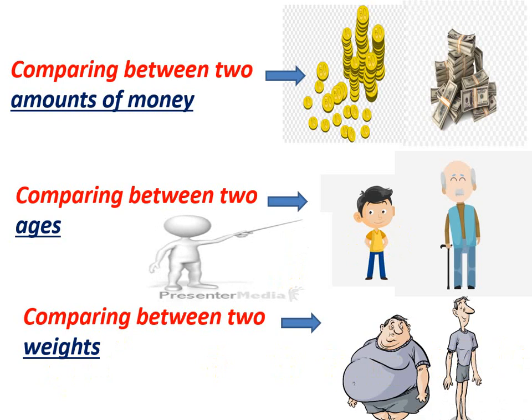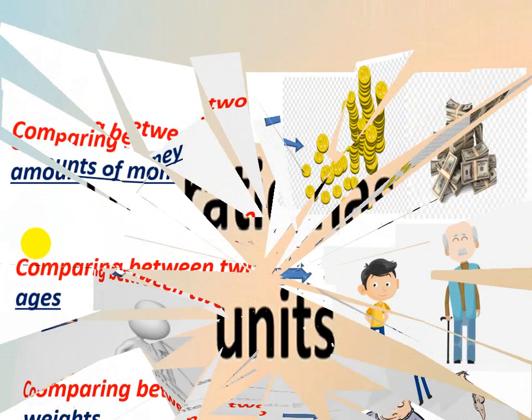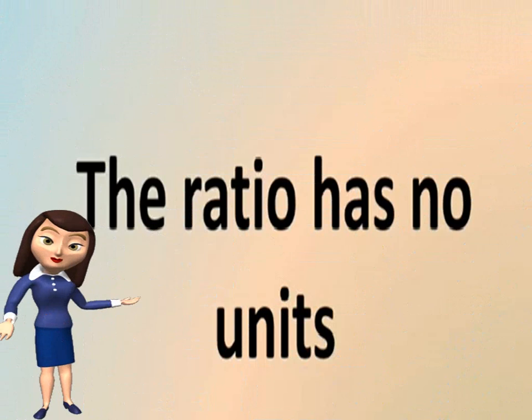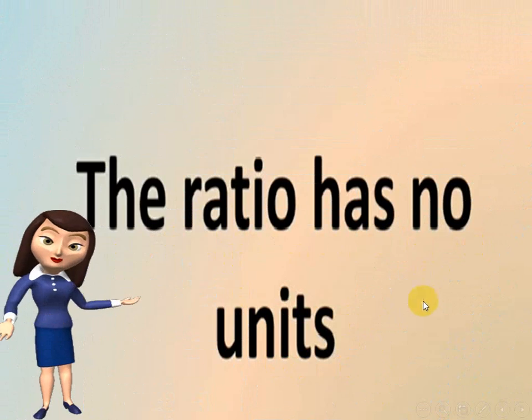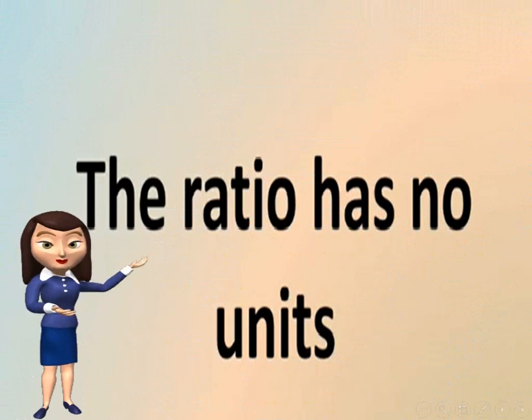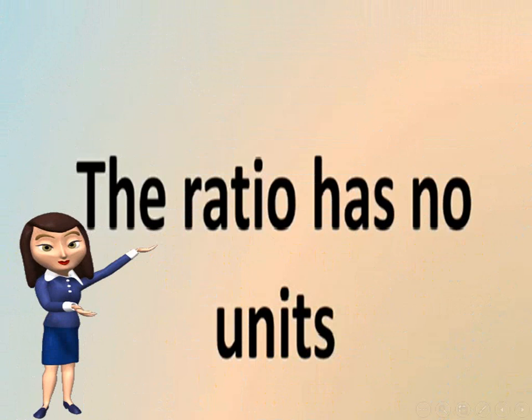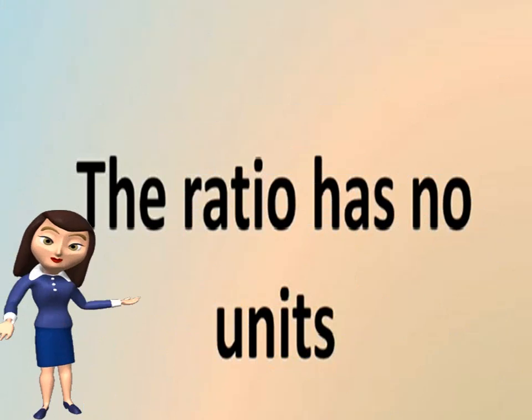When I compare between two amounts of money, I must compare between pounds and pounds or dollars and dollars. When I compare between two ages, I must compare between years and years, days and days. The two amounts must have the same units. Observe that the ratio has no units at all because it is a comparison between two quantities or two numbers.